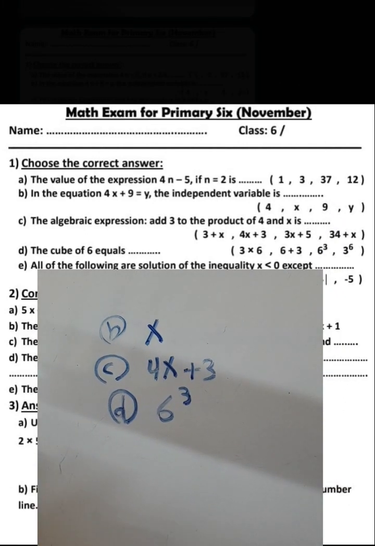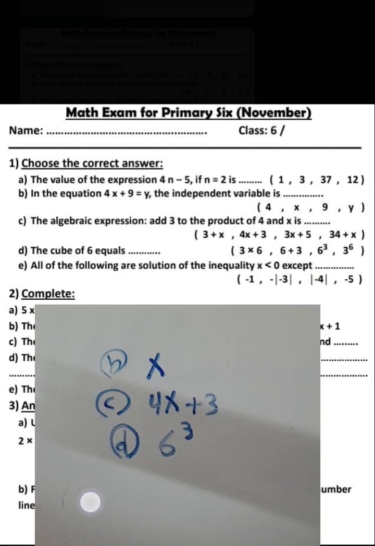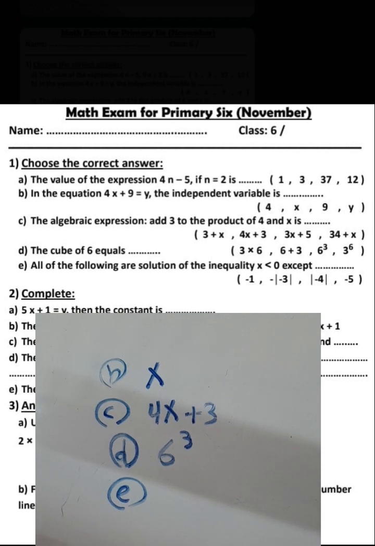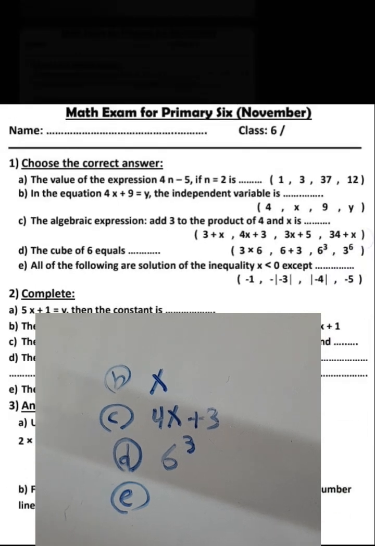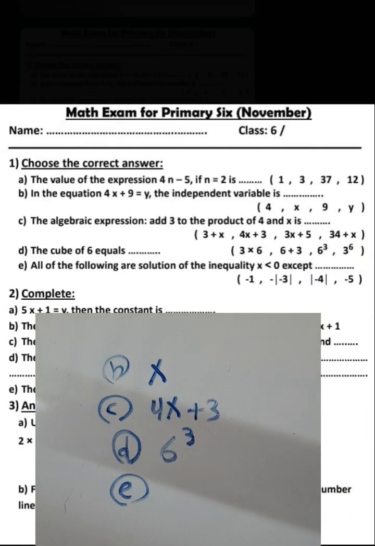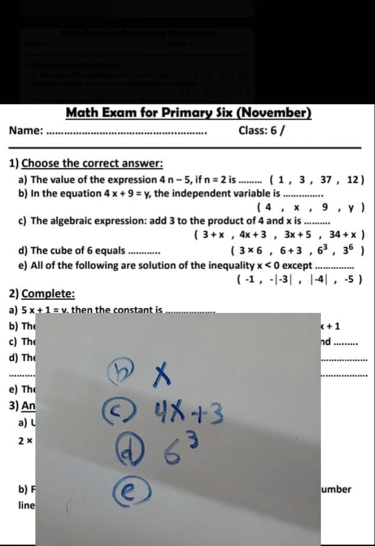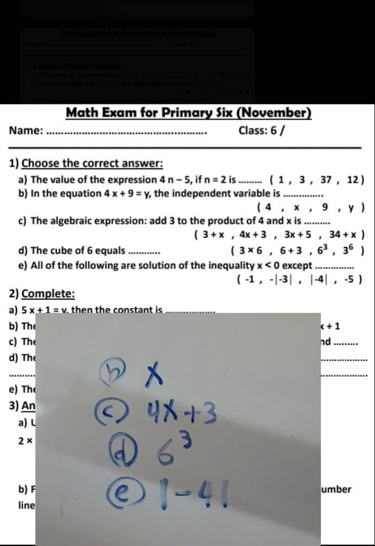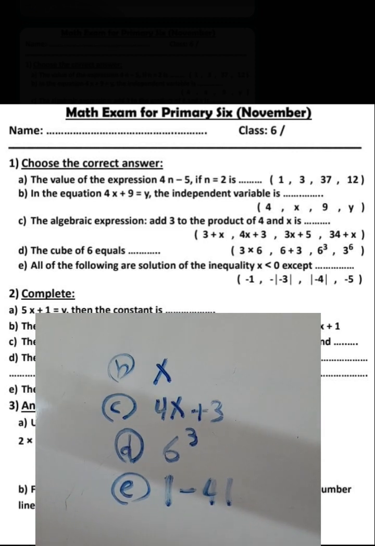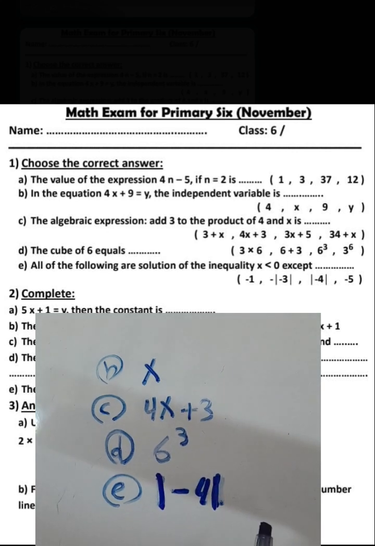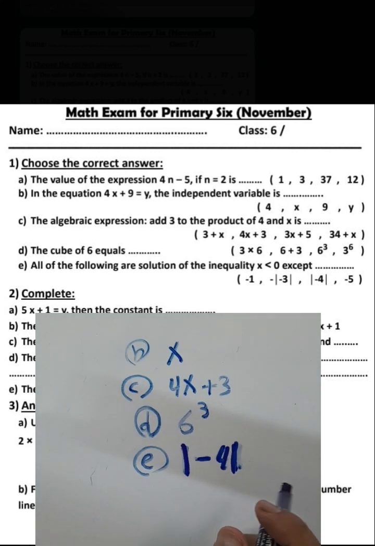Question letter E. All of the following are solutions of the inequality x less than 0 except what? Except the absolute value of negative 4, because the absolute value of negative 4 will be 4, and 4 is greater than 0.